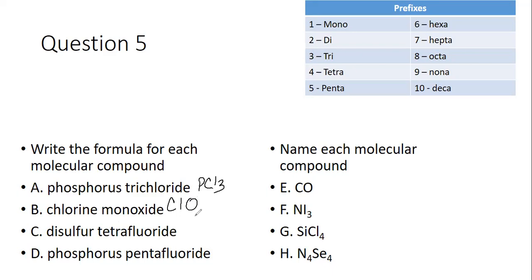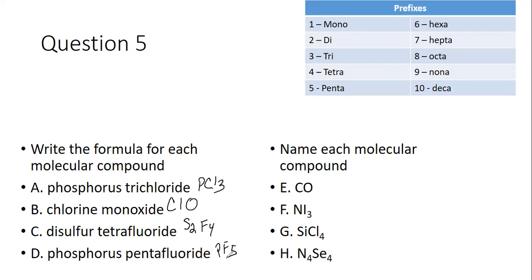Disulfur tetrafluoride. So di is two, so disulfur is S2. Tetrafluoride. Tetra is four. So four fluoride. Then phosphorus pentafluoride. So a pentagram has 5 points, so phosphorus pentafluoride is five fluorines. So that's looking at the names and figuring out our symbols.